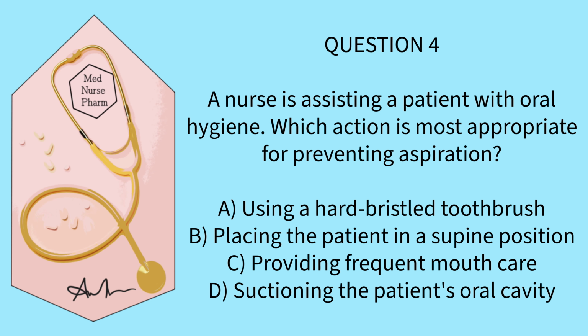Question 4. A nurse is assisting a patient with oral hygiene. Which action is most appropriate for preventing aspiration? Using a hard bristle toothbrush, placing the patient in a supine position, providing frequent mouth care, suctioning the patient's oral cavity. Pause the video and select your answer.